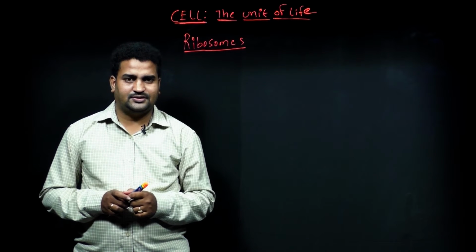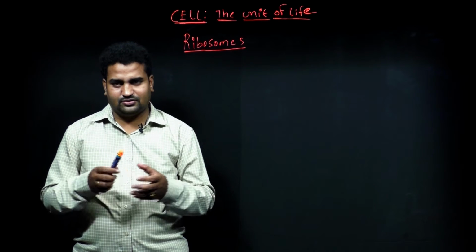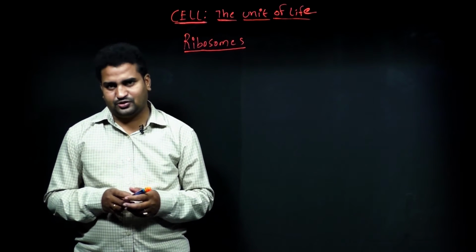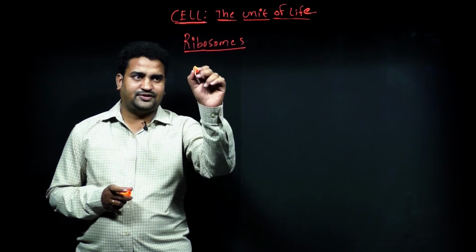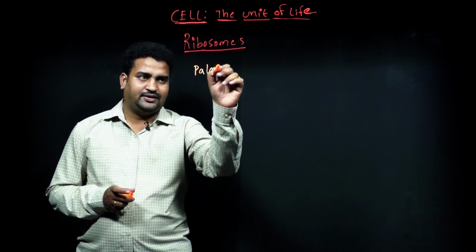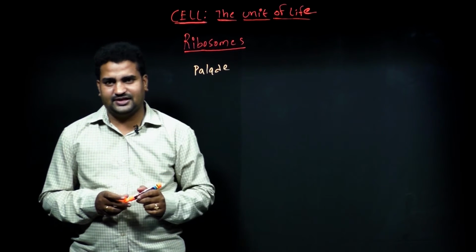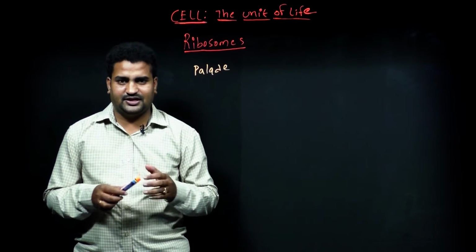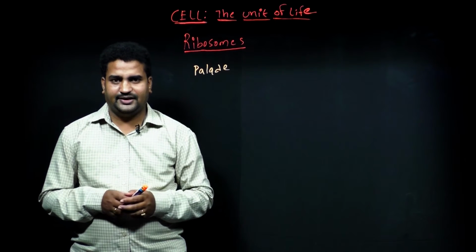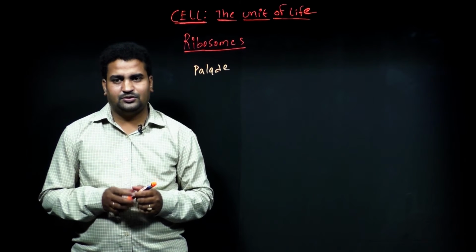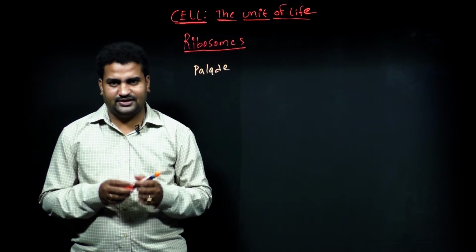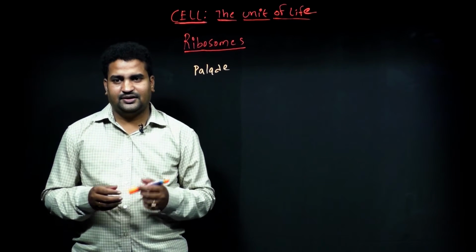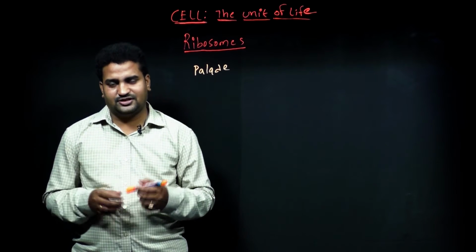Hello students, in this session we are going to discuss ribosomes. Ribosomes were first observed by Palade, the scientist, as dense particles in the cytoplasm. Generally, ribosomes contain two subunits: one is a larger subunit and the other is a smaller subunit.